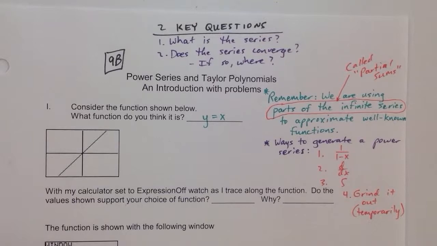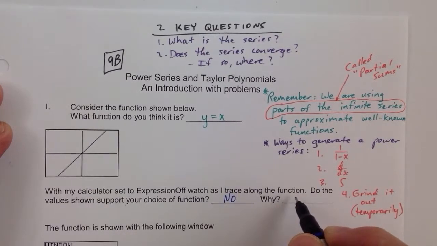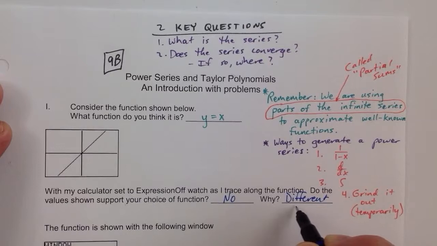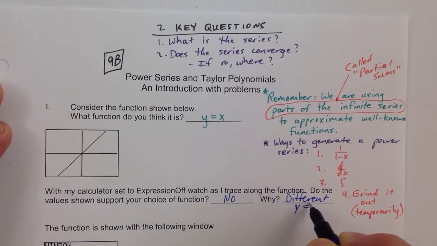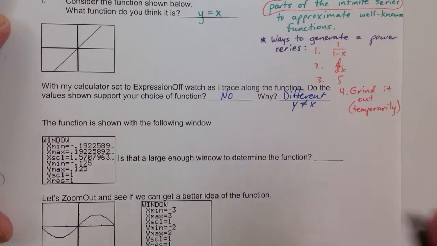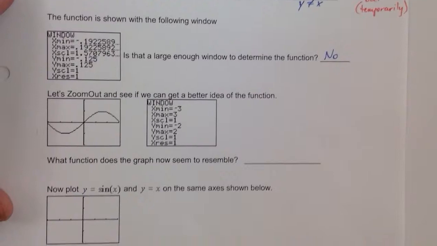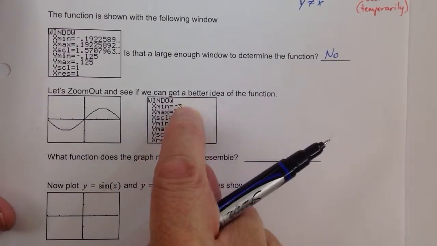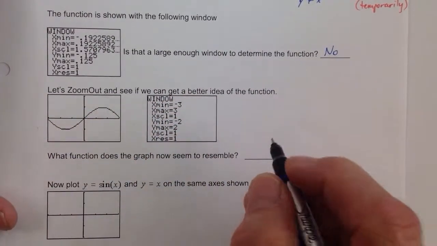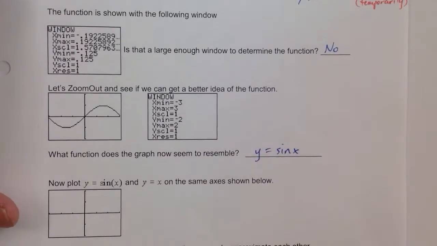That looks like y equals x, but no. Do the values shown support your choice of the function? No, they are different. So y did not equal x. In that case, it was a small window. Is that a large enough window? No. If we zoom out and use a better viewing window, we see that we do indeed have y equals the sine of x.